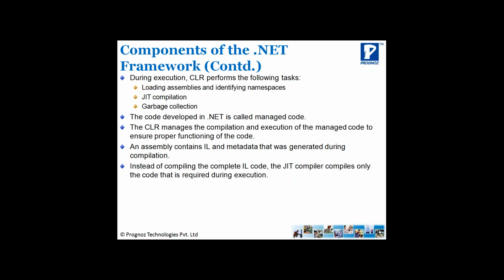CLR manages the compilation and execution of the managed code to ensure proper functioning of the code. An assembly contains IL and metadata that was generated during the compilation. Instead of compiling the complete IL code, the JIT compiler compiles only the code that is required during execution. Now this is again a very important point.